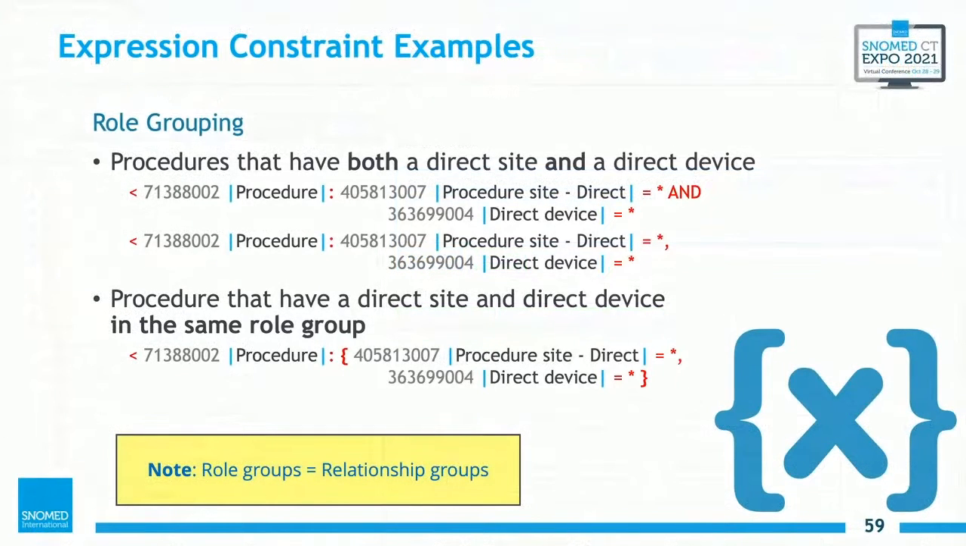On this slide, we have some examples of role grouping. You can use role grouping within an expression constraint to define whether the criteria you're checking appears in the same relationship group or whether it appears anywhere in the definition of a concept. Note that relationship groups are often referred to as role groups.